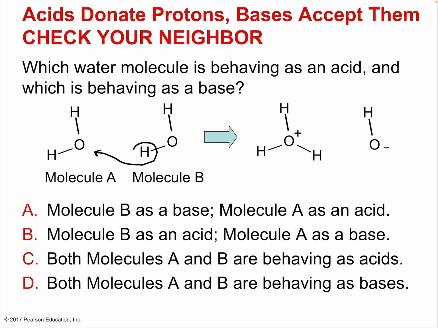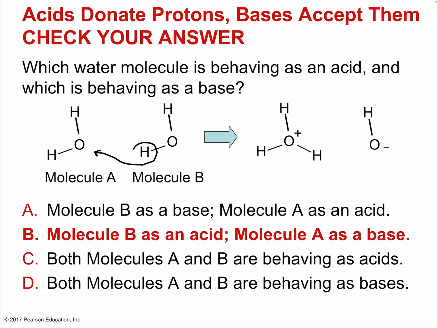Here we're looking at two water molecules, molecule A and molecule B. Which is behaving as an acid and which is a base, which is donating and which is accepting? Hopefully you can see. Molecule B is the acid, molecule A is the base. And here we're getting our hydronium ion and our hydroxide ion as the products of the reaction.